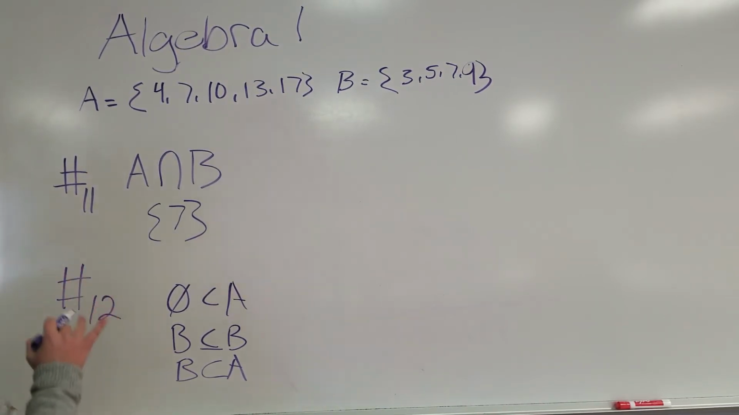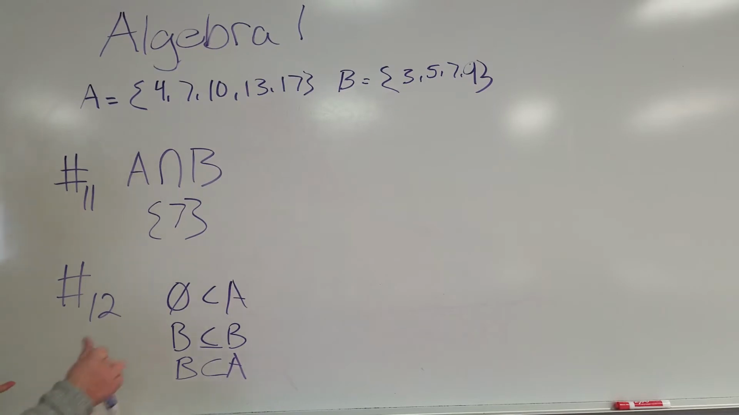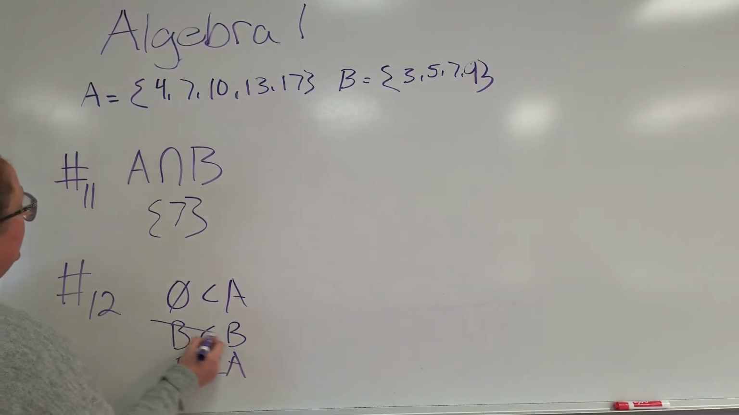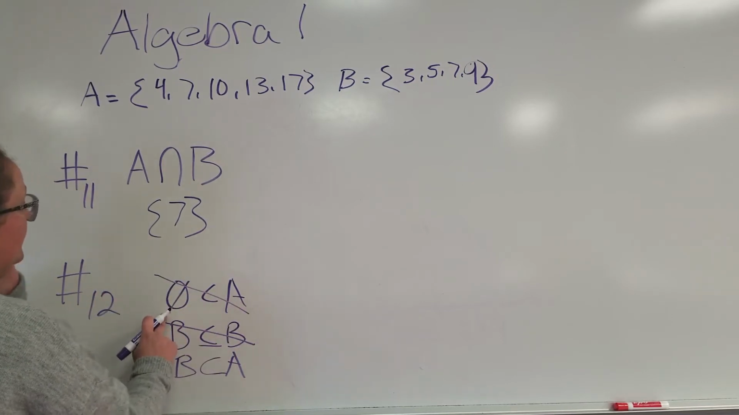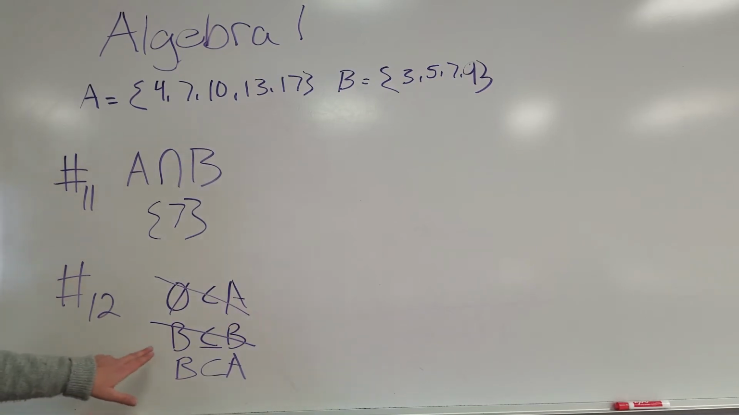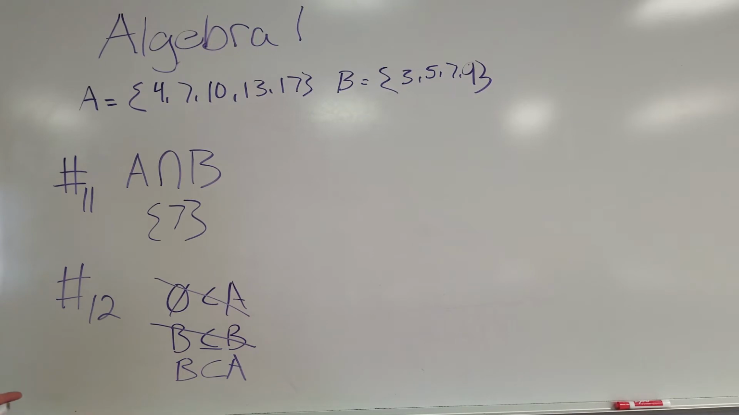So what we need to realize is that every set has two subsets. Every set is a subset of itself. So B, yes, it is a subset that is equal to B. Every set is a subset of itself. And an empty set is a subset of every set. All right, so these both are true. An empty set is a subset of A because an empty set is a subset of every set. B is a subset that's equal to itself because every set is a subset of itself.